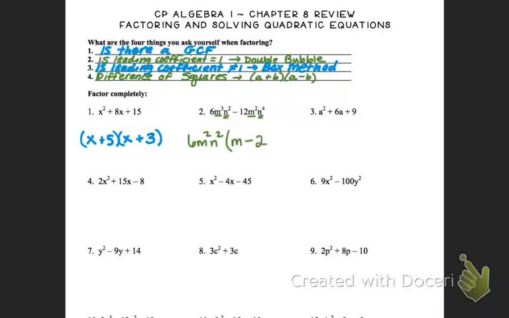6 times what is 12? 2. I have an m squared in my GCF and an m squared in the original, so I don't need another m. However, I do need 2 more n's. And that's all I can do.